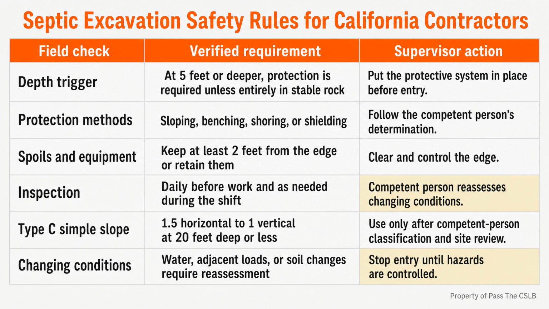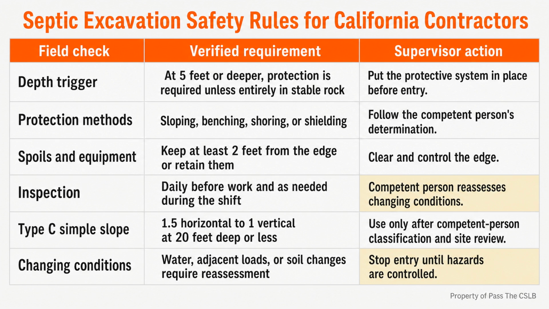to 1 vertical. Consider a hypothetical 6-foot deep tank excavation in granular, sandy soil. The spoils are piled at the lip, and a heavy delivery vehicle is positioned beside the opening. That combination creates 2 obvious problems before anyone enters. The spoil pile violates the edge clearance, and the vehicle adds surcharge load near the excavation. The competent person must reassess the condition, and the required protective measures must be in place before entry.